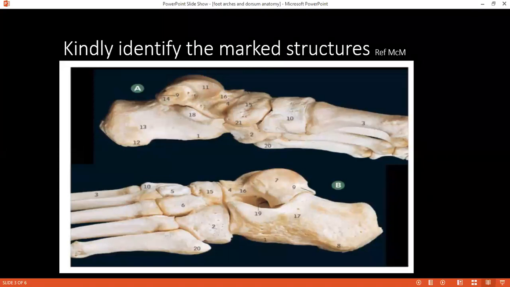Ma'am, this is the navicular bone. Tuberosity of the navicular. Yes, navicular tuberosity. All right. Okay. Can you please identify 10?